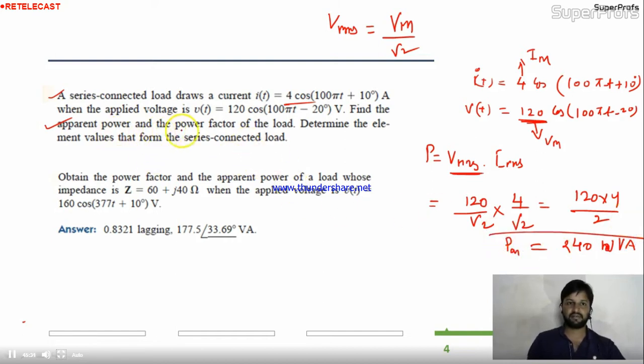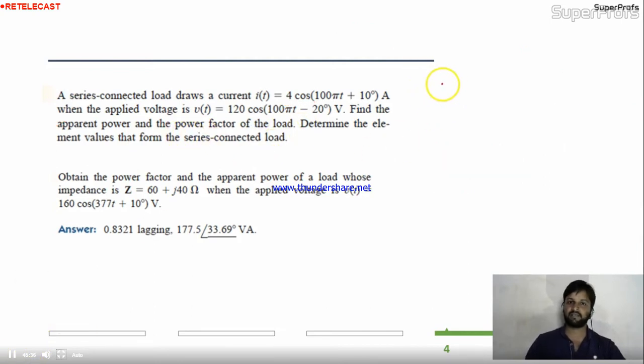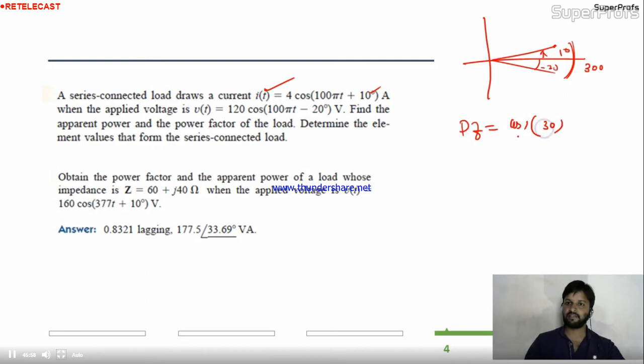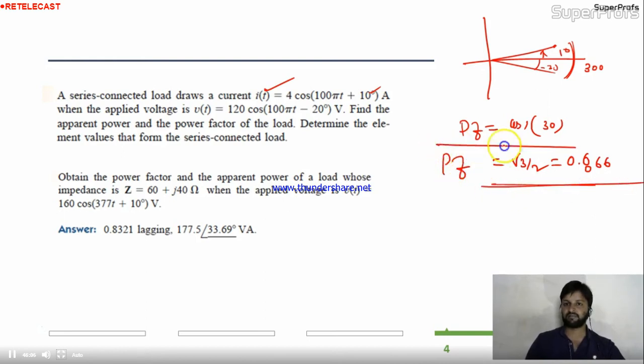Now next he is asking for the power factor of the load, and the power factor is nothing but the cosine of the angle between V and I. The angle of I is given as 10 degree. Let's take positive 10 degree over here. The voltage is given minus 20. The overall angle between them is 30 degree. So the power factor is cosine of 30 degree, which means root 3 by 2, which means 0.866. So this is the power factor. Okay. I hope this is clear to you.